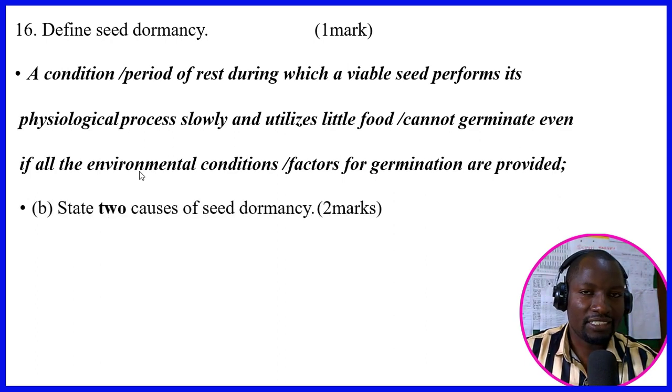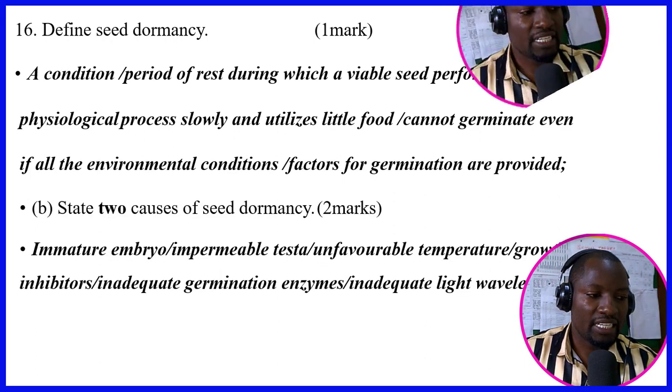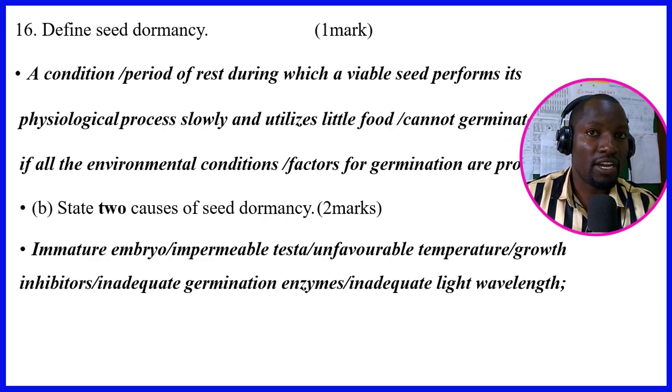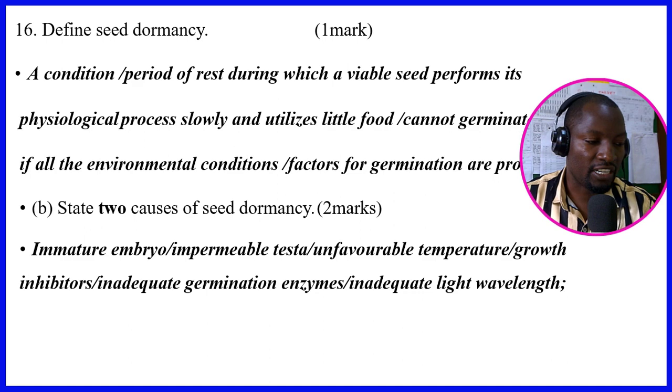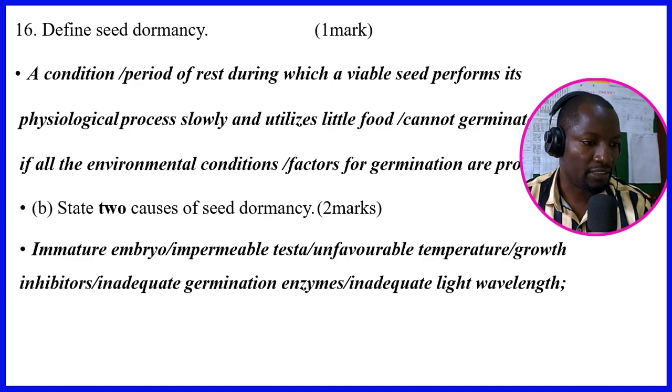State 2 causes of seed dormancy. Number 1, it can be because of an immature embryo. It can also be caused by an impermeable testa, unfavorable temperatures, growth inhibitors, inadequate germination enzymes, or inadequate light wavelength. Those are just examples of what can cause seed dormancy.